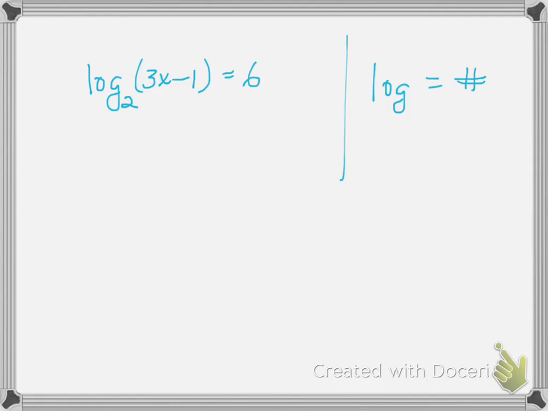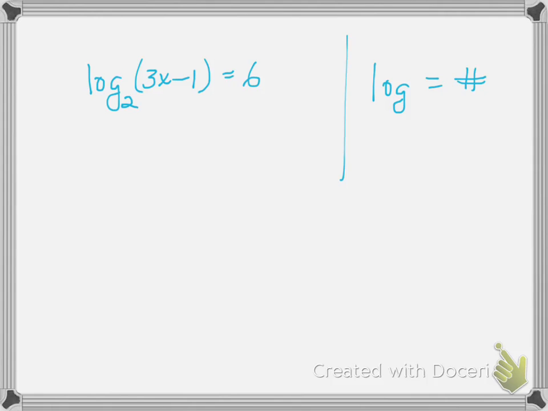Let's look at a more intricate example, a little bit more difficult. What happens if I have log 3x minus 1 equals 6? And let's actually go further. Let's say that's a 2 down there, the base of 2. Now in this situation, since you have a log equal to a number, you can't set any quantities equal to each other because it's not a log equal to a log.